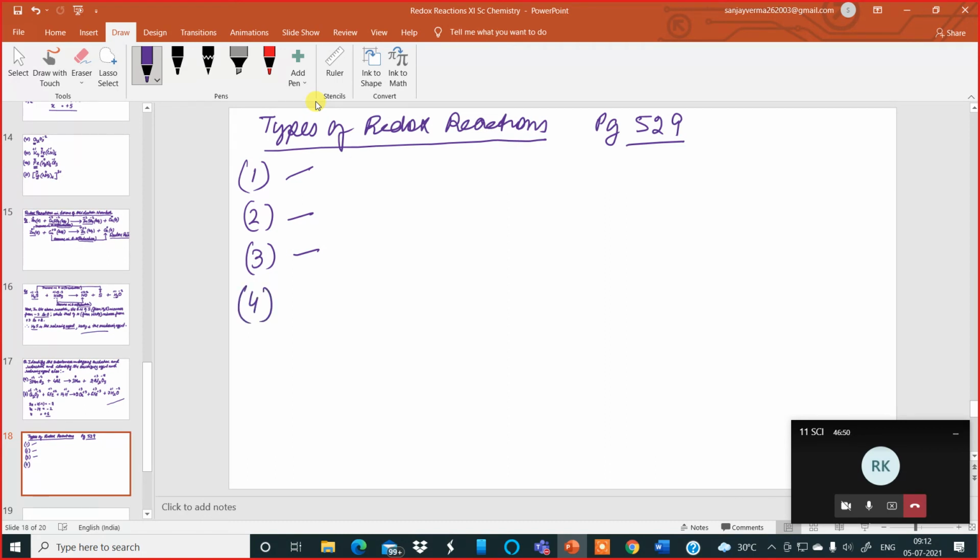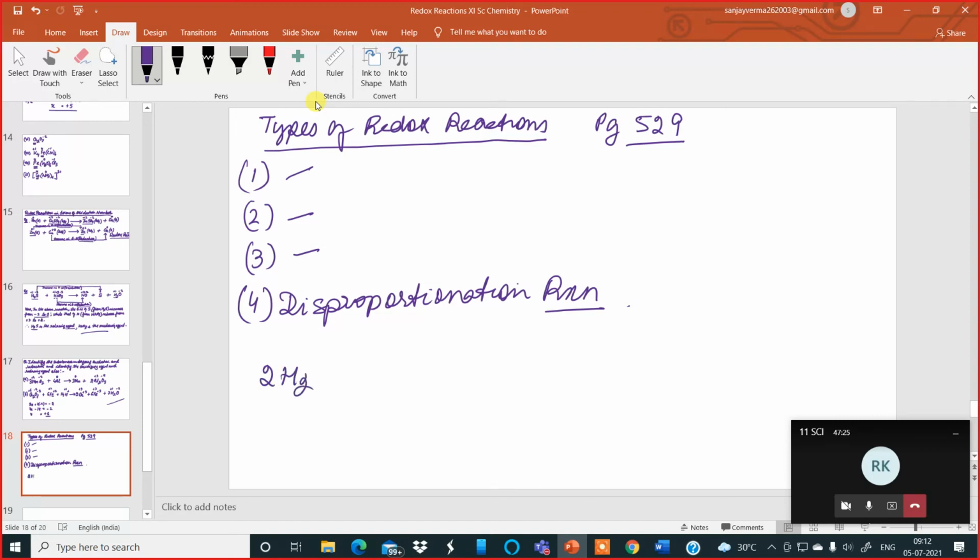Number 4 is called disproportionation reaction. In a disproportionation reaction, the same element undergoes oxidation as well as reduction. The same element is oxidized and the same element is reduced in the same reaction. Such reactions are called disproportionation reactions. This also you can go through yourself from the textbook. I will do one example for the sake of making you understand.